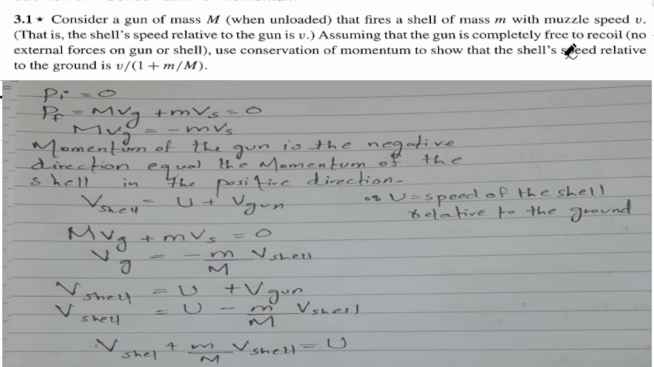shell. So you have to find the shell speed which is related to the ground using conservation of momentum. So the initial momentum is 0, and the final momentum is the sum of the momentum of the gun and the momentum of the shell, which is exactly equal, because we have discussed the momentum should be conserved. So after arranging, the momentum of the shell will move towards the right side, while the gun's is in the negative form. So this equation shows that the momentum of the gun is in the negative direction and the momentum of the shell is in the positive direction. Both are moving opposite to each other.